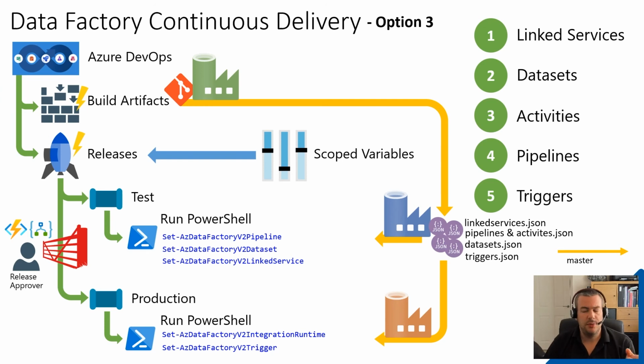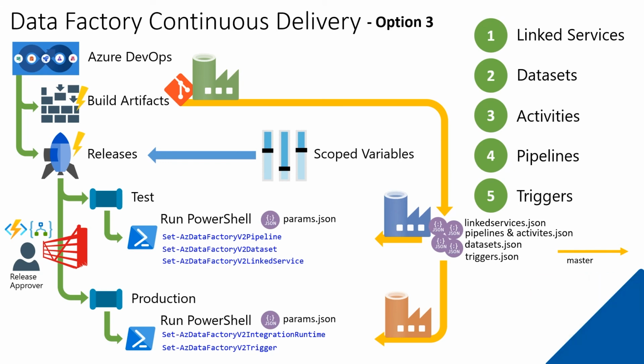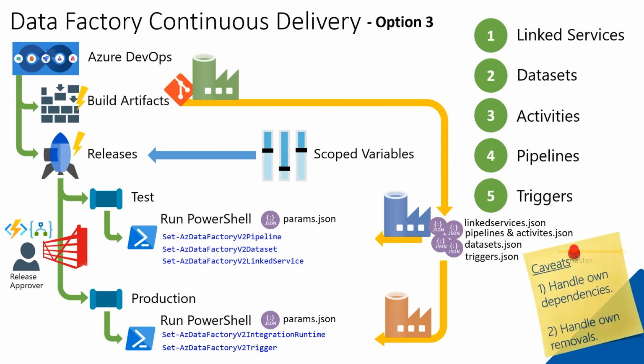So I'm calling this option 3. And of course, we can pass some parameters to that. We can control it. We can override things in those JSON files as we see fit. But there are some caveats to be aware of. If we're going to go with option 3, we need to think about maybe dependencies. We, of course, can't deploy a data set that has a linked service that needs to go before it to authenticate. So we need to handle dependencies ourselves.